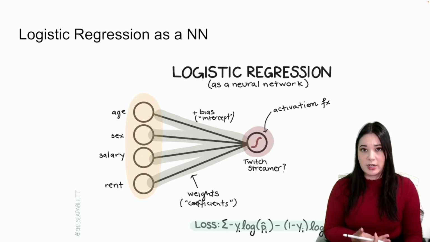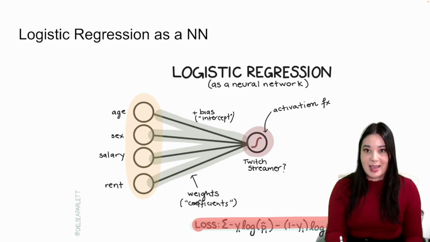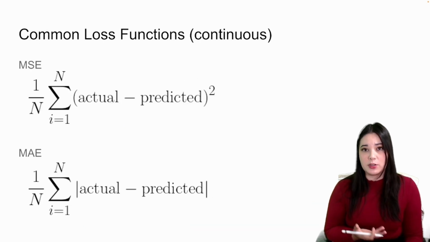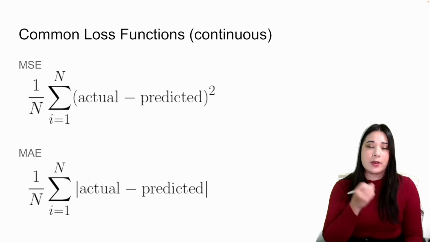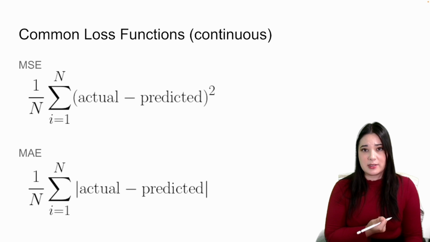In a logistic regression or other classification model, we might use something like the log loss, aka the binary cross entropy. But we can use any loss function we want. As long as it's a number that quantifies the performance of our model where smaller values are better, we can use it as a loss function.